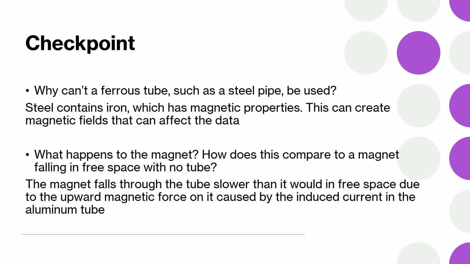Why can't a ferrous tube such as a steel pipe be used? Steel contains iron, which has magnetic properties. This can create magnetic fields that affect the data. What happens to the magnet? How does this compare to a magnet falling in free space with no tube? The magnet falls through the tube slower than it would in free space due to the upward magnetic force on it caused by the induced current in the aluminum tube.